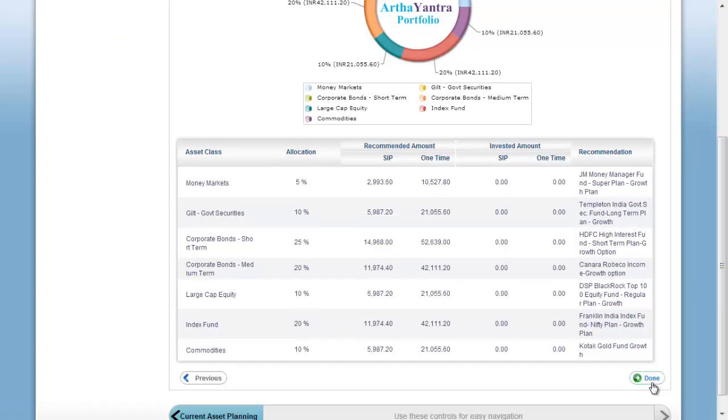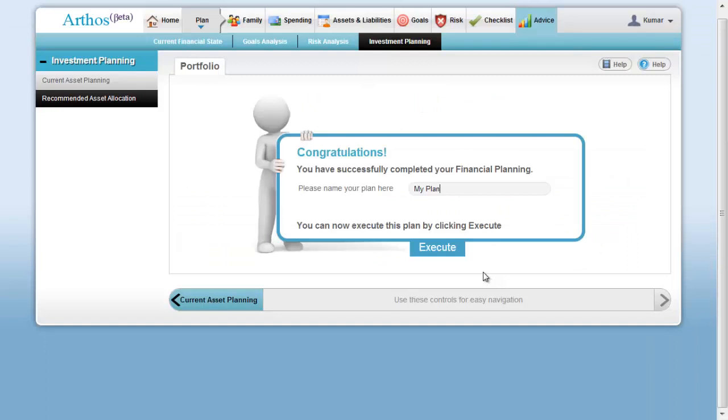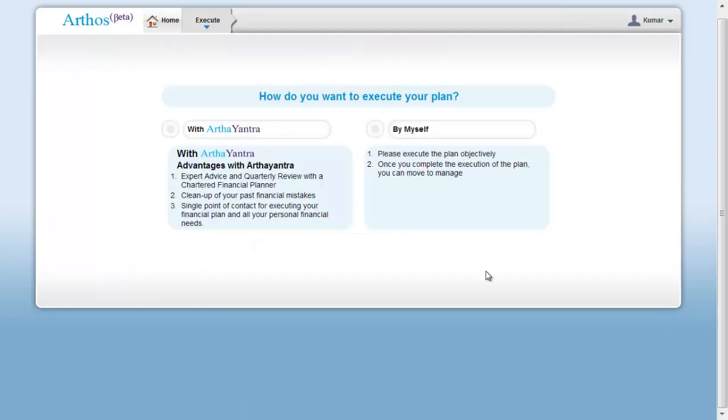We allow you to then move your existing portfolio into the recommended portfolio in the recast section. Once the planning is completed, it is time for you to execute the plan. In Arthos, execute happens offline.